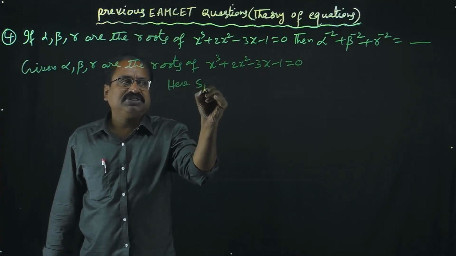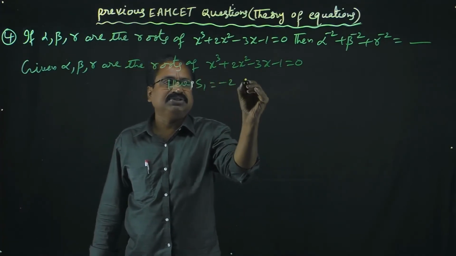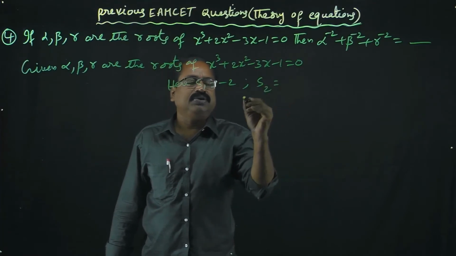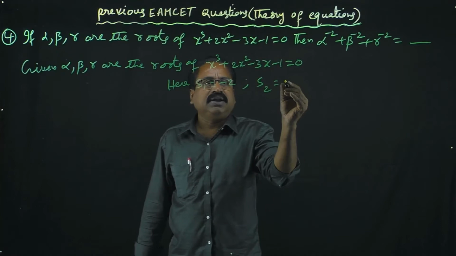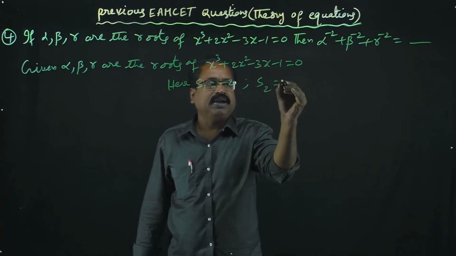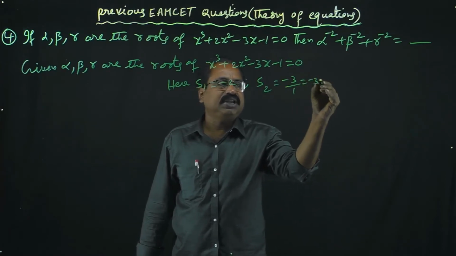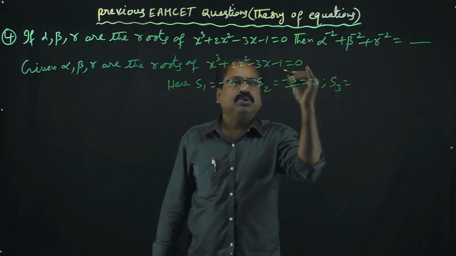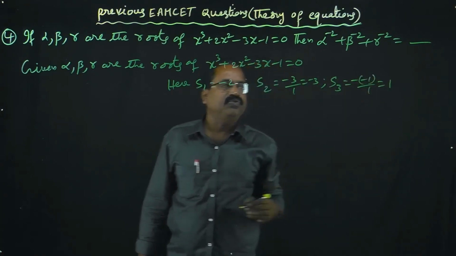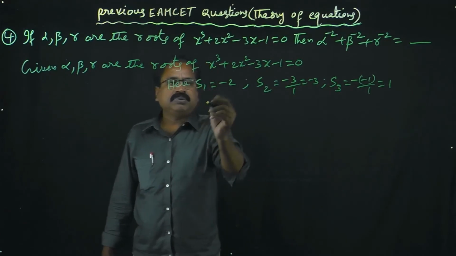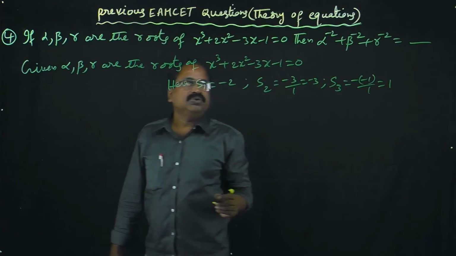Here S1 is equal to minus A1 by A0, that is equal to minus 2. S2 is equal to A2 by A0, that is equal to minus 3 by 1, that is equal to minus 3. S3 is equal to minus A3 by A0, minus of minus 1 by 1, that is equal to 1. So S1 is equal to minus 2, S2 is equal to minus 3, S3 is equal to 1.